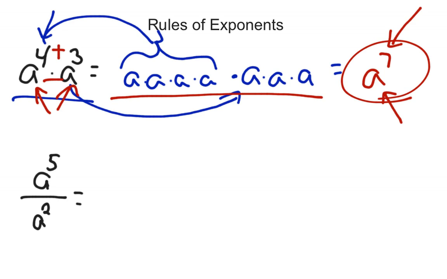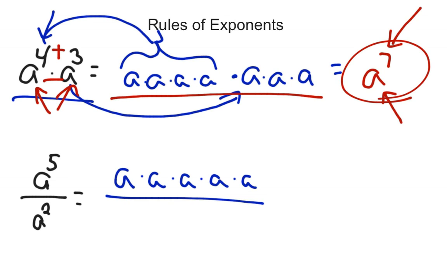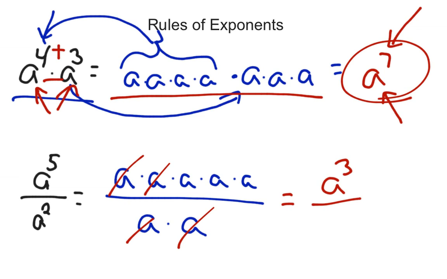Now, on the other hand, a to the 5th divided by a to the 2nd. Let's write a to the 5th out: a times a times a times a times a, where there are 5 of them in the numerator. On the bottom is a to the 2nd, so that's a times a. Anything in the numerator cancels with anything in the denominator. So these a's cancel out, and another pair of a's cancel out. In the numerator we're left with a times a times a, which is a to the 3rd. On the bottom, all the a's are gone, but it doesn't become a 0, because remember, there's always a 1 there. So this becomes a to the 3rd over 1, which simplifies to just a to the 3rd.